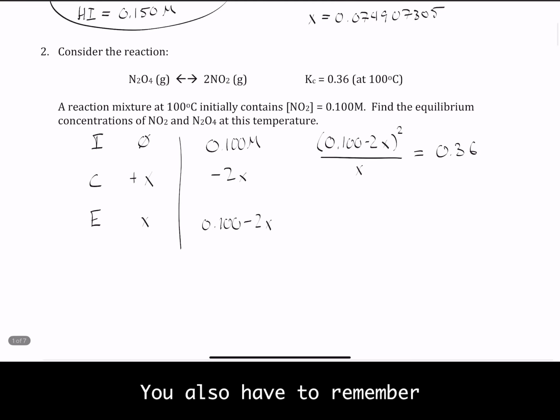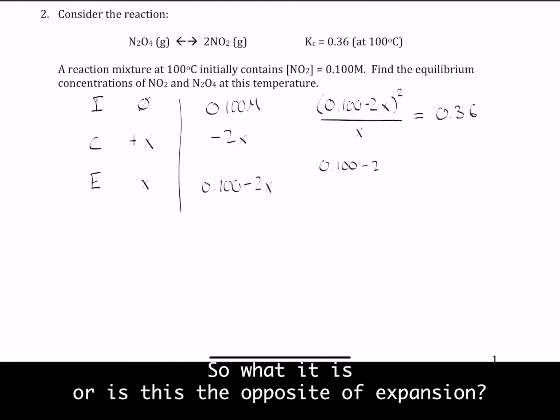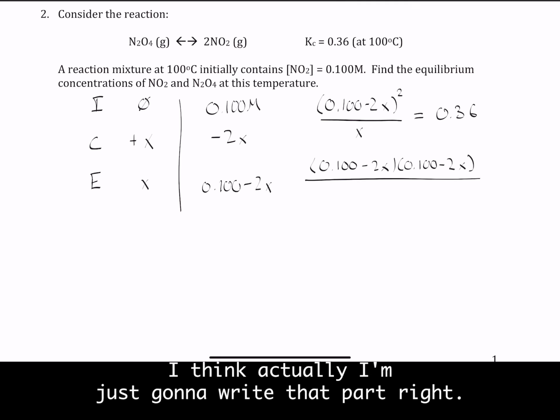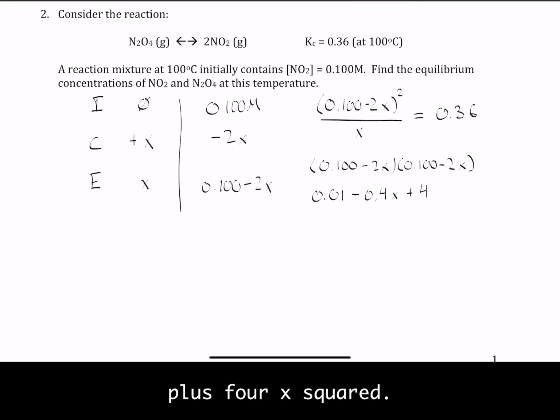You also have to remember whatever it's called when you do this, you expand the polynomial. Is that what it is? Or is this the opposite of expansion? Actually, I'm just going to write that part, right? Either first, outer, inner, last. That's going to be 0.01 minus 0.4x plus 4x squared.